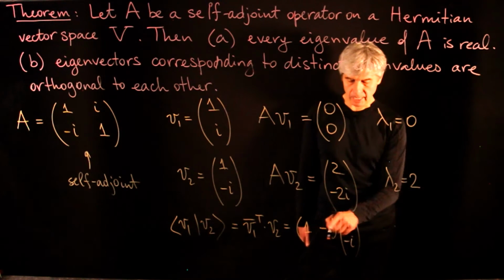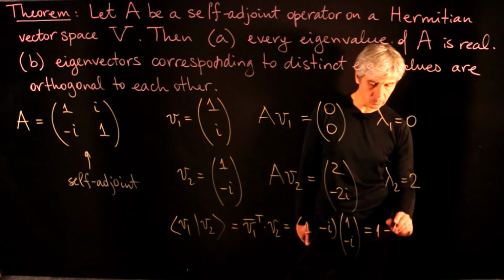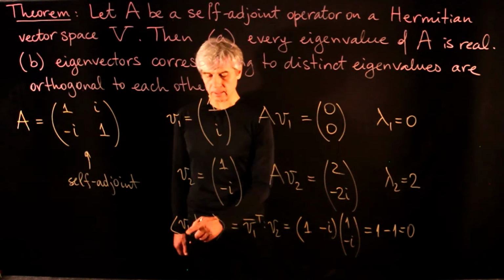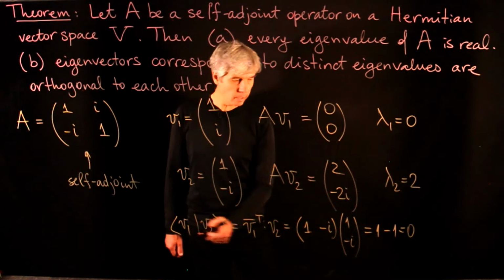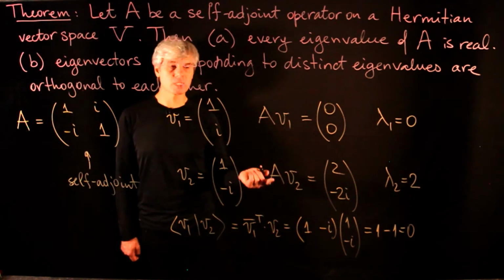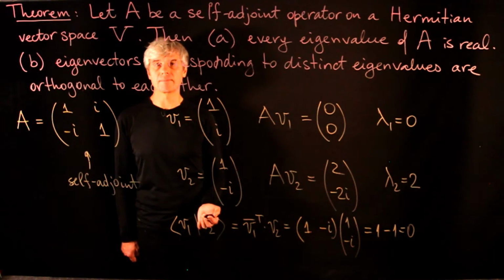And so minus I times minus I is minus 1. So we get 1 minus 1. So that's 0. And indeed, we see that the Hermitian scalar product of these two vectors is equal to 0. So they are indeed orthogonal with respect to our scalar product. And so this is in agreement with this theorem.